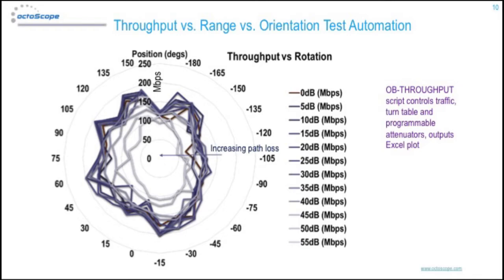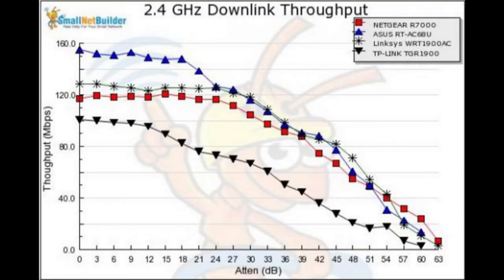A more detailed orientation plot is shown here. This plot reflects 12 attenuation values at each 15-degree rotation step. The fine resolution shown here was produced by a run of about 5 hours. Manually collecting this data in a completely repeatable fashion would be time-consuming, labor-intensive, and quite error-prone. The octoScope throughput testbed described here is currently being used by smallnetbuilder.com for benchmarking. Their website features the latest and greatest access points being evaluated and compared using the octoScope testbed.